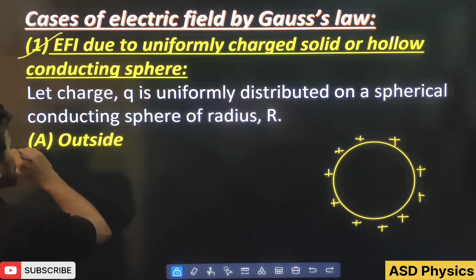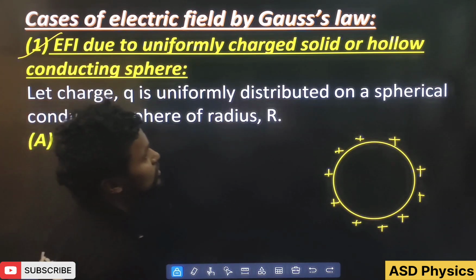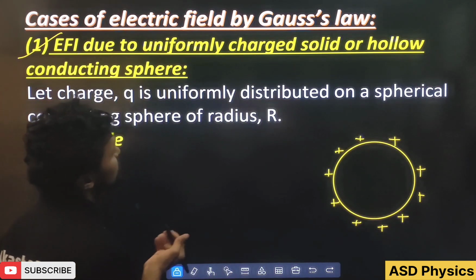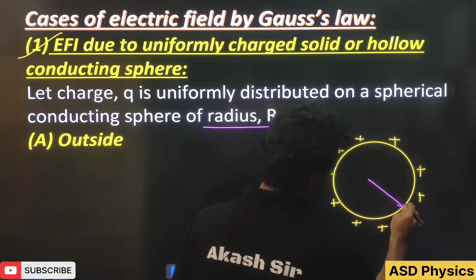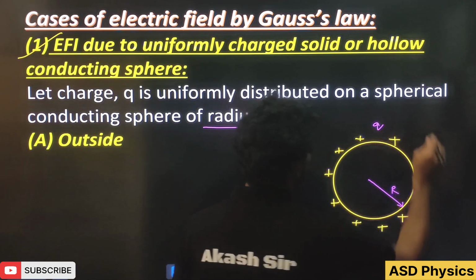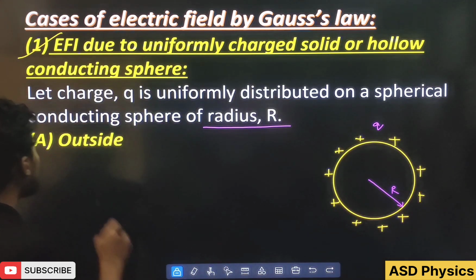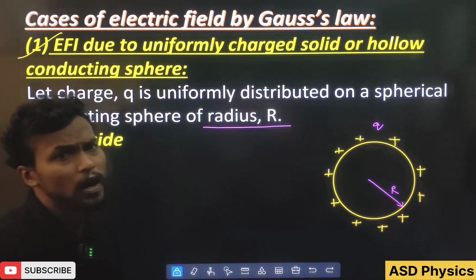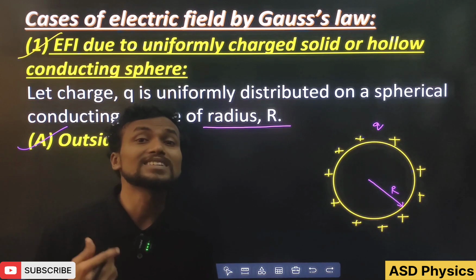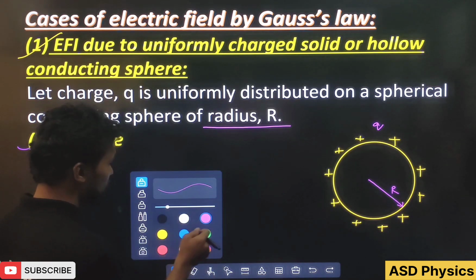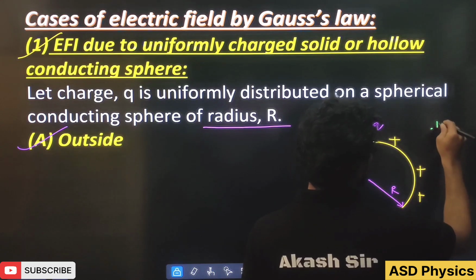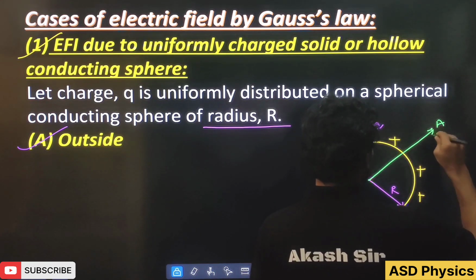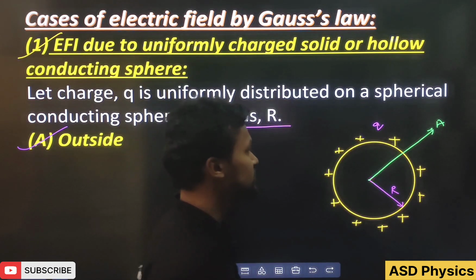So first one, what we are going to see please, let charge Q be uniformly distributed on a spherical conducting sphere of radius R. So here this radius, how much here? The radius is R and the charge is Q. Okay. After that, what will happen here? Outside, if we want to calculate the field outside, then what we have to do? We have to take the observation point. Let's take this is my observation point outside. I have taken observation point A. This distance, how much here?